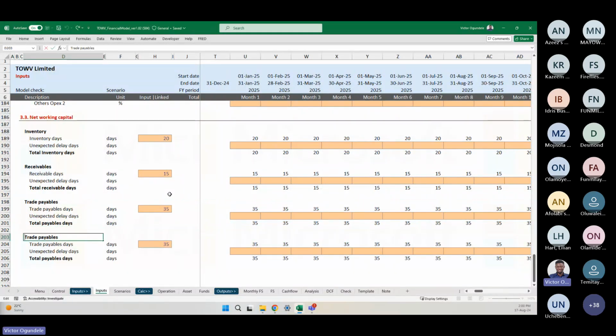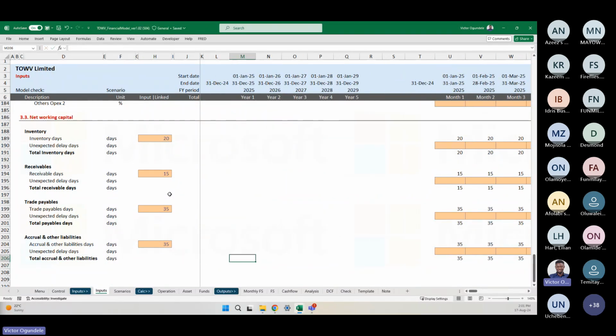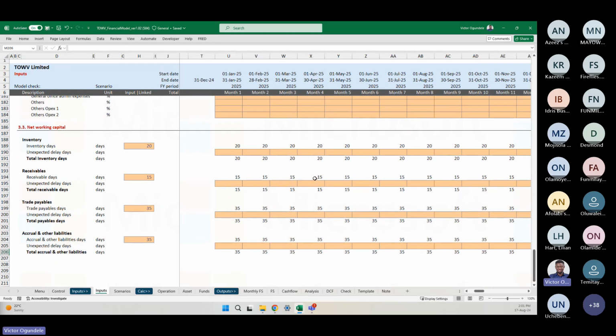So for the payables, we have our inventory payable. Then let's call this other payables. Or even let's call it accruals, and other liabilities that they need to settle, to give us our total accruals and other liabilities.